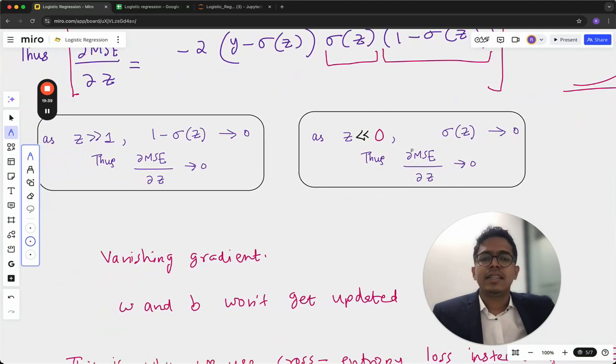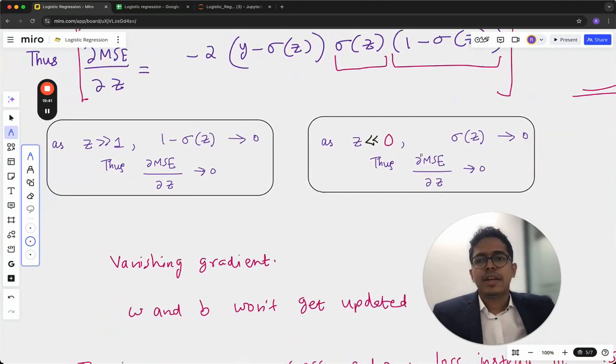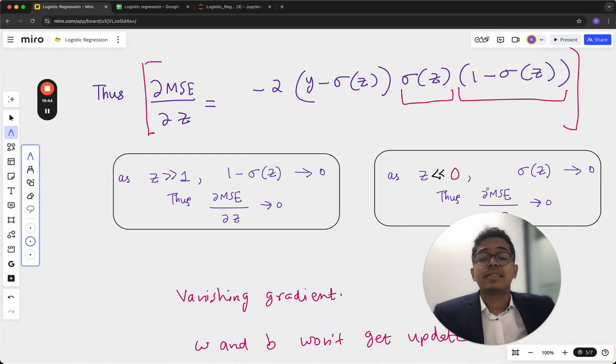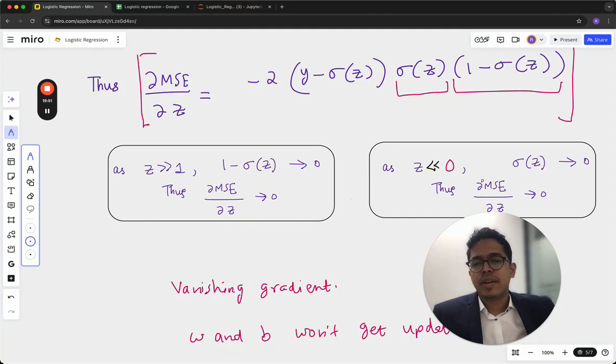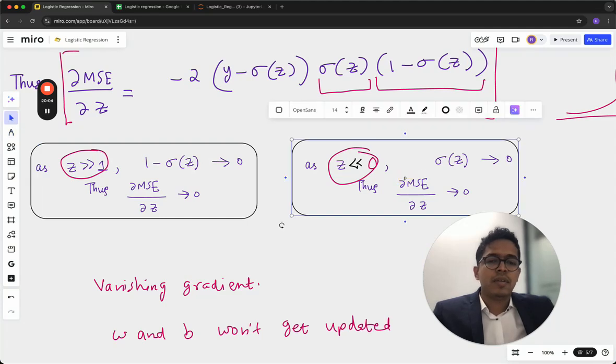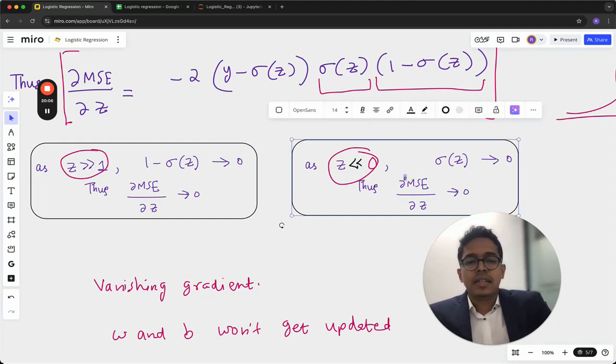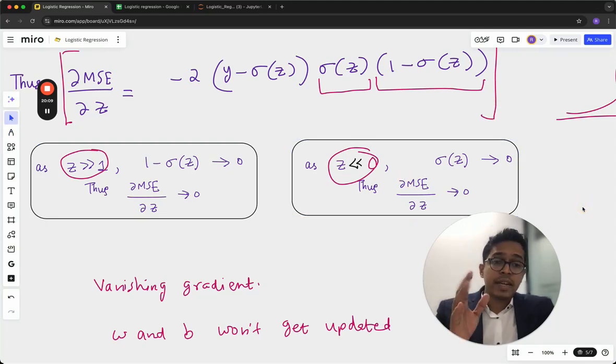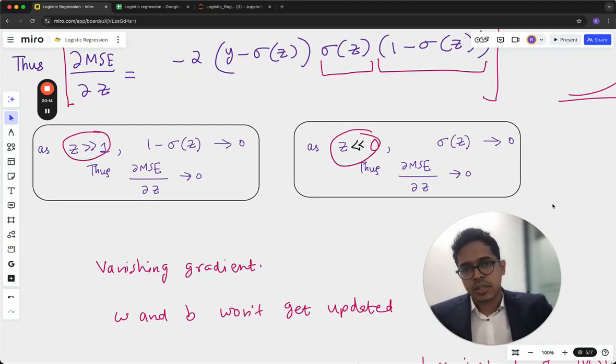So this is the vanishing gradient problem that exists if you use mean squared error as the loss function in logistic regression. Because mean squared error will make the gradient vanish both when z is much greater than 1 or if z is much less than 0. So for high positive values of z or high negative values of z, the gradient is vanishing, which means the weights will not get updated. So the model will have a very, very hard time learning something meaningful from those data points which are far away from the origin. The model can only learn from those data points which are closer to the origin.